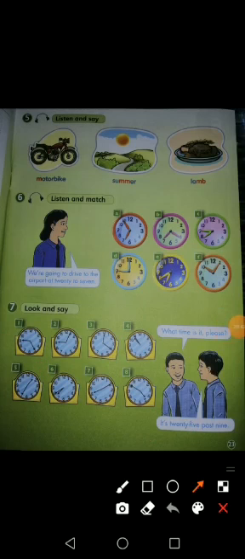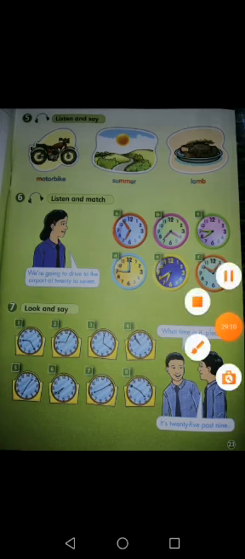Number 2, what time is it, please? It is 5 past 9. 5 past. Look here, the minute hand is on number 1. It is 5 past 9. Okay, student? So the next one, number 3.